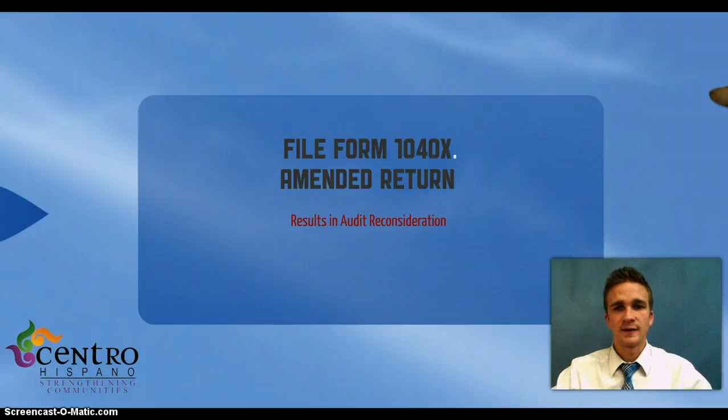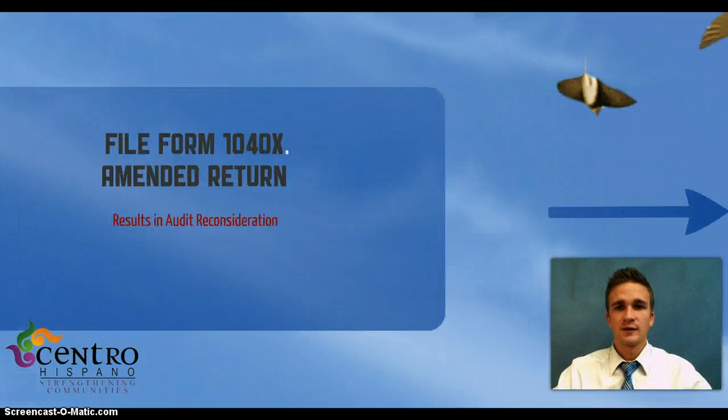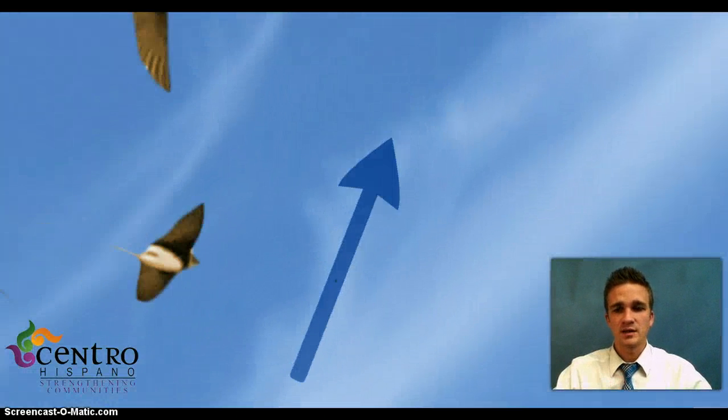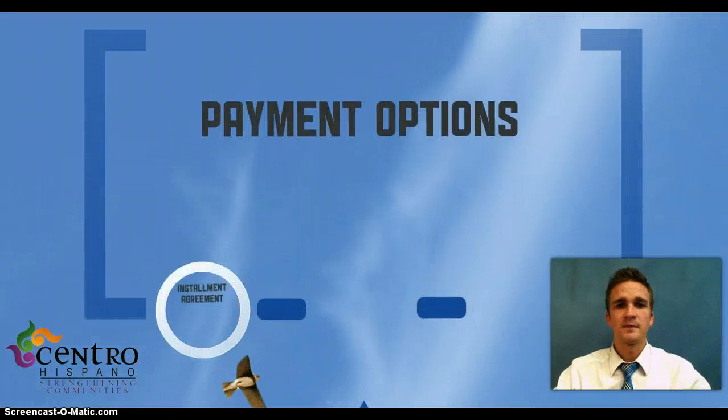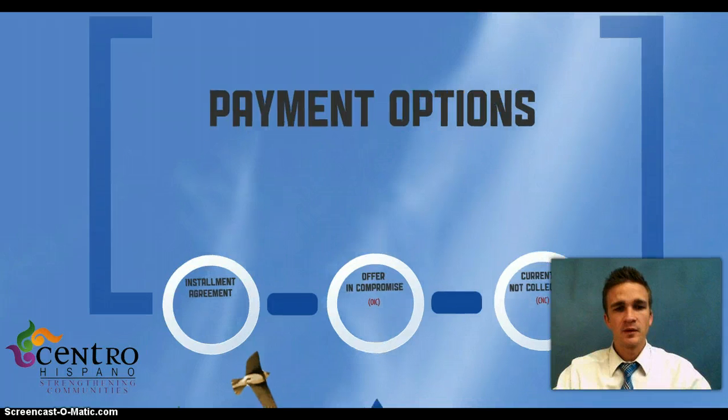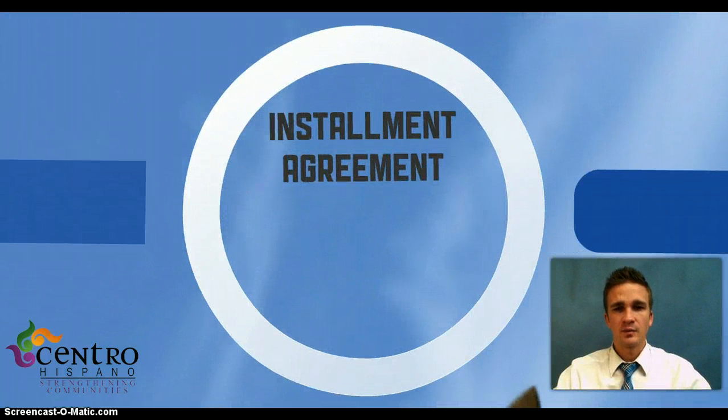After that's done, if you still owe money, or if you do not do that, there are still other options that you have at this point in the collection process, and those are some payment options. The three payment options we're going to be talking about are Installment Agreement, Offer in Compromise (OIC), and Currently Not Collectible status (CNC).